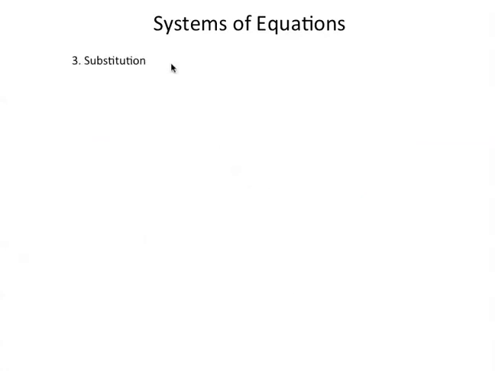All right, the last method is substitution. The substitution method. And here I have y is equal to 4x minus 14, and here we have 3x plus 2y is equal to 5. And this one is really useful for when you've isolated one variable. So I know that y is equal to 4x minus 14, so I'm just going to replace the y in the second equation with 4x minus 14.